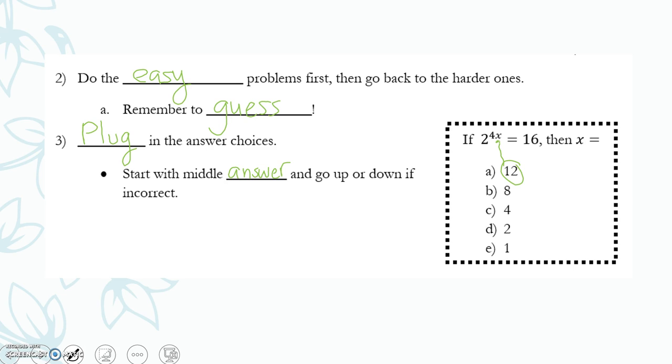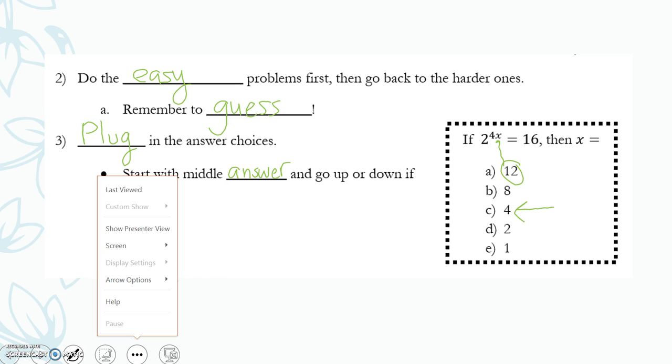However, perhaps the answer choice is E, and if it's E, that means you'd have to plug in A, B, C, D, all of those before you get to E. But a better strategy would be to start with the middle number. So 4 is the middle number, not necessarily the middle answer choice. It's the middle number among 12, 8, 4, 2, and 1. So you plug that in and you see what it gets you. If it's way bigger than 16, then you would need to plug in a smaller number. And if it's smaller than 16, then you have to plug in a bigger answer.